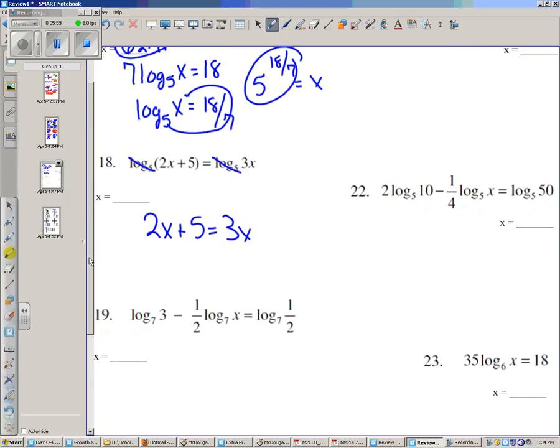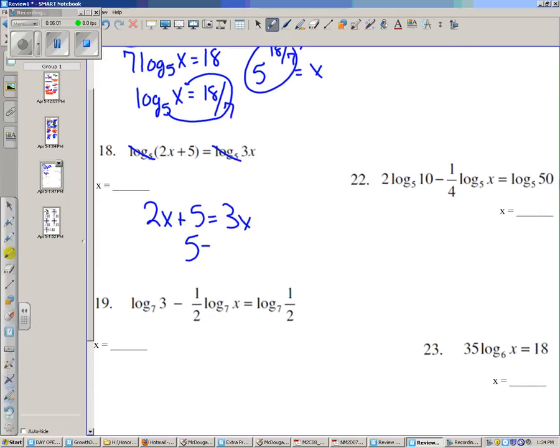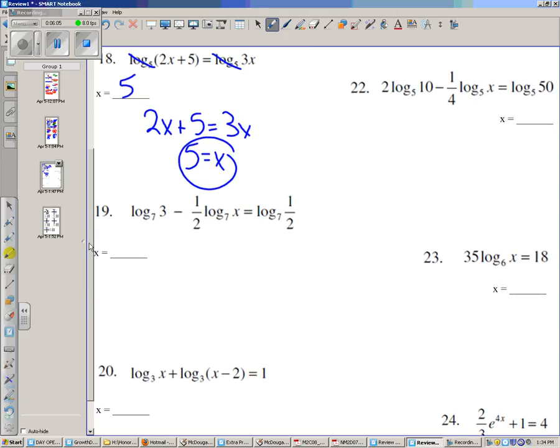And I'm going to move the 2x to join the 5x, and when I'm done, my answer is 5. Simple enough.